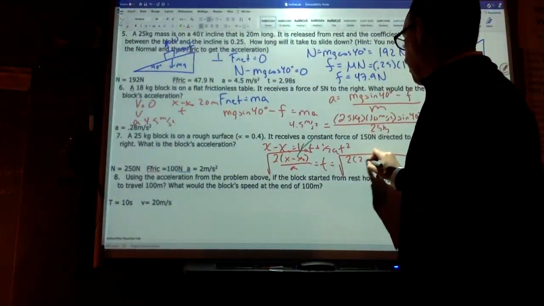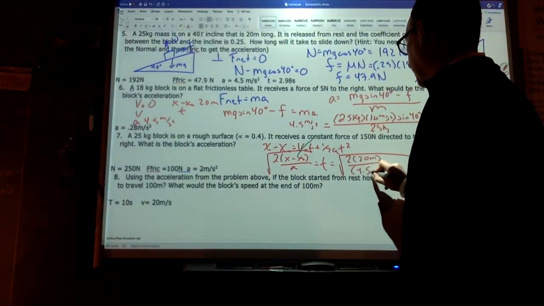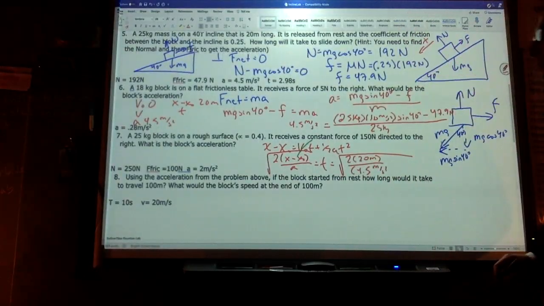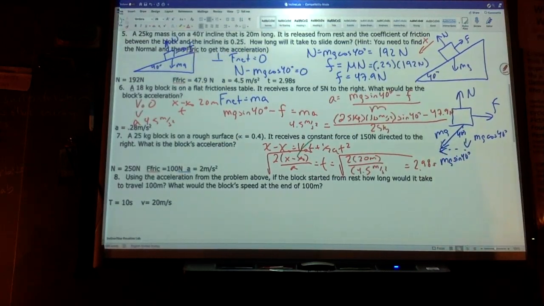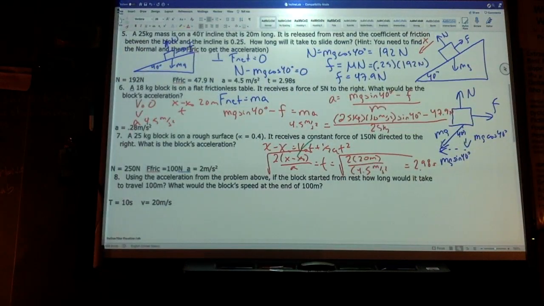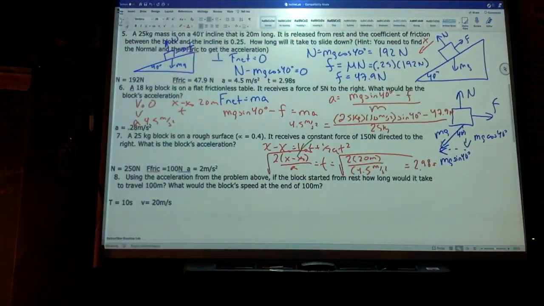So I have 2 times 20 divided by 4, which gives us almost 3 seconds, 2.98 seconds. So that's as hard as it can get. Luckily for us in the lab, those inclines are nearly frictionless.